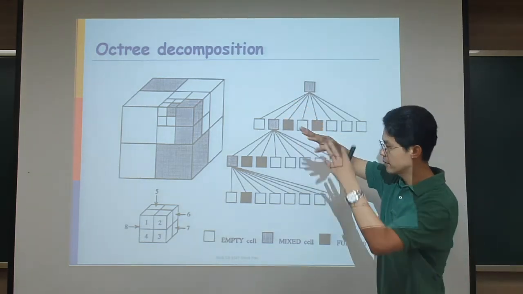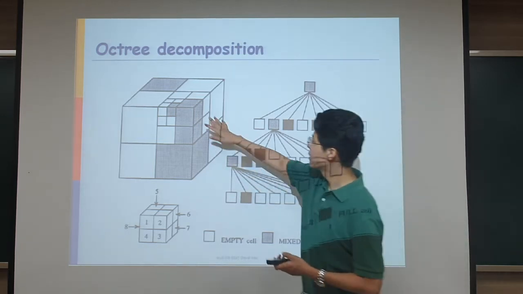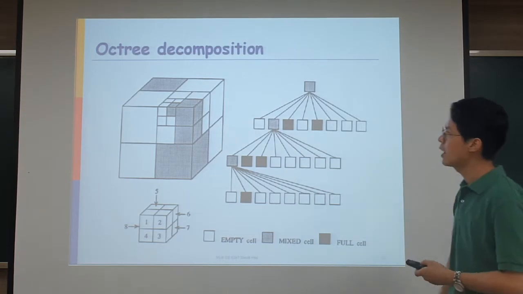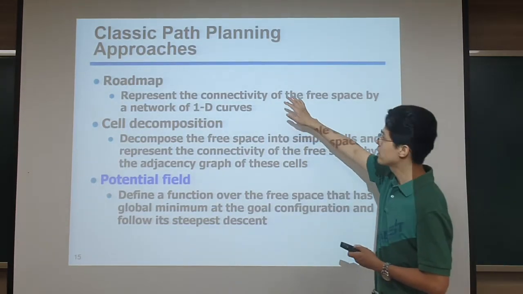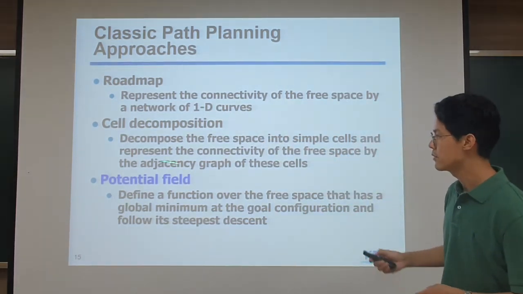Given a space, we decompose it into eight subcells, and then we keep doing that. Same concept as the 2D. Okay, so far I talked about the roadmap and cell decompositions, right? And then the last one is the potential field.